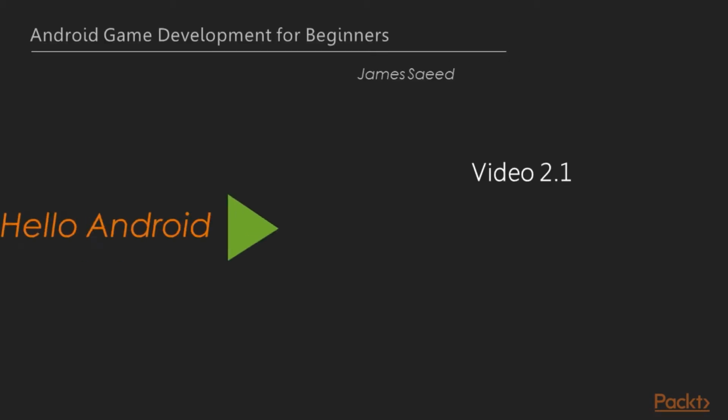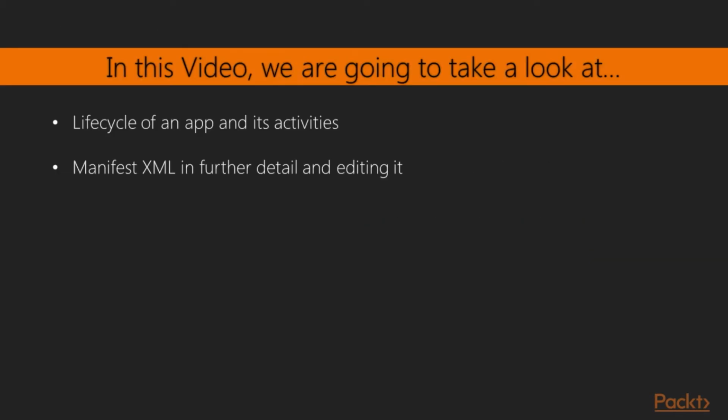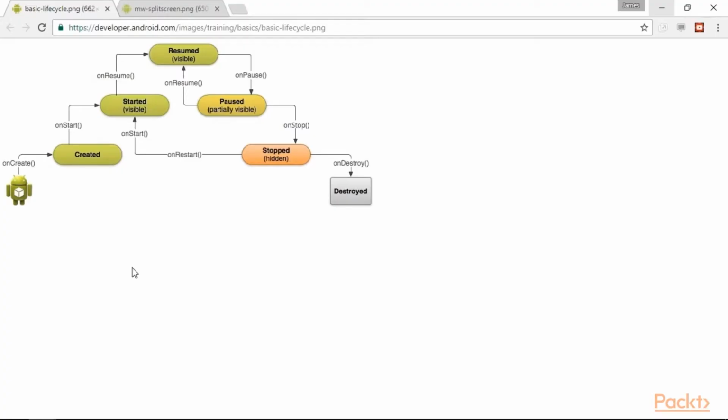In this video, we're going to go through the basic Android app lifecycle. So we're going to take a look at how an app starts and finishes and how it goes through its various activities, and then we're going to look at the manifest in further detail and then edit and add to it. When your Android app first starts, the first method that's ever called is the onCreate method.